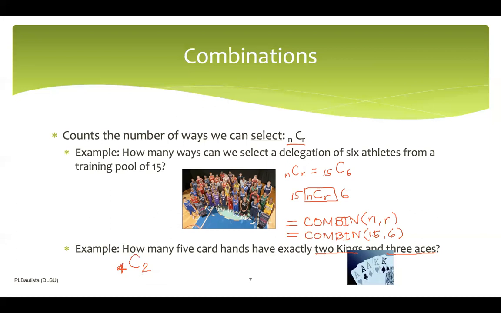And for the second operation, we need 3 aces. So there are 4 aces in the deck. Out of the 4 aces, you're going to choose 3. And again, by the fundamental principle of counting, we're just going to multiply these: 4 choose 2 times 4 choose 3. And this should give you the answer to the second example.